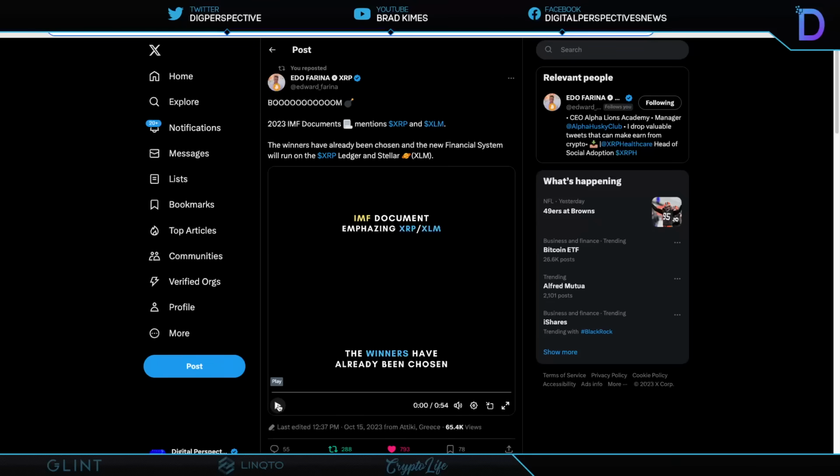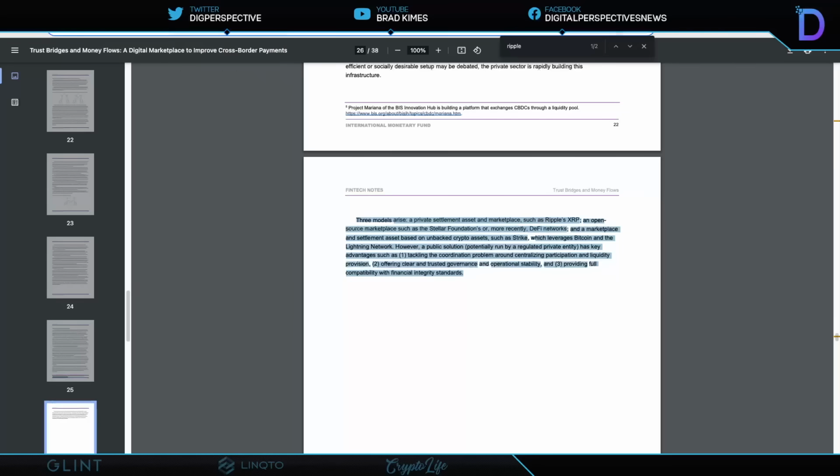So, we know that Lynette is heavy into gold, but she acknowledges this reality inside the IMF document, where they talk about three models that arise as private settlement assets in the marketplace, such as Ripple's XRP, not just Ripple, but Ripple's XRP, right? Stellar's Foundation, and then they go on and talk about Bitcoin and Strike, which is the Lightning Network, which we're still waiting for to get off the ground. Trust, bridges, and money flows.